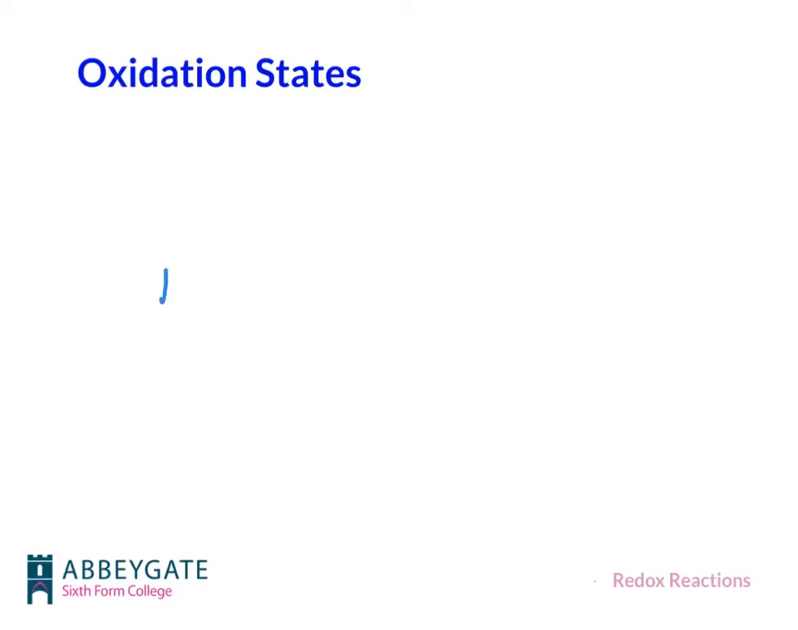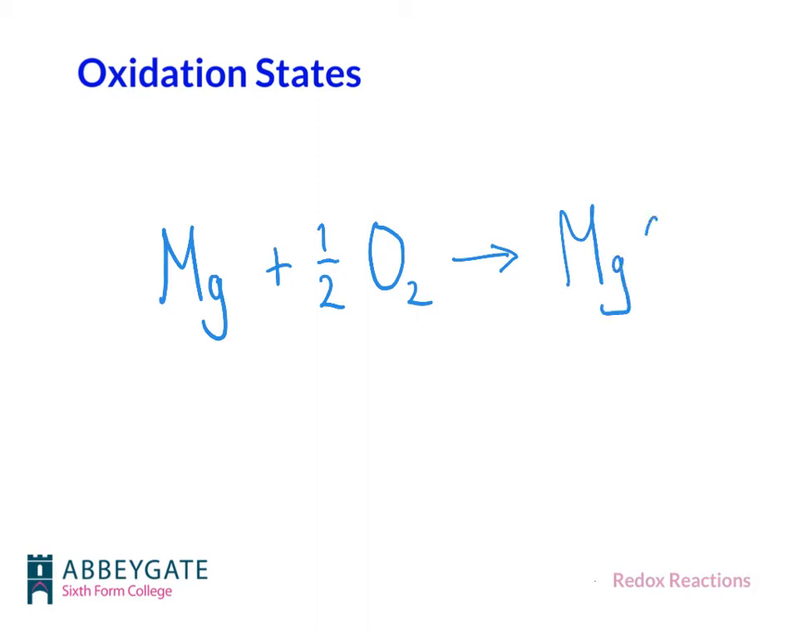In this short animation, we're going to look at what oxidation states are, how to assign them, and how they can be useful. So we're going to start off by looking at a simple equation. We're going to consider magnesium reacting with oxygen. It's going to give a white, bright glow, and we can see we form magnesium oxide.